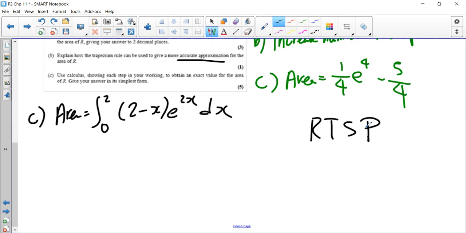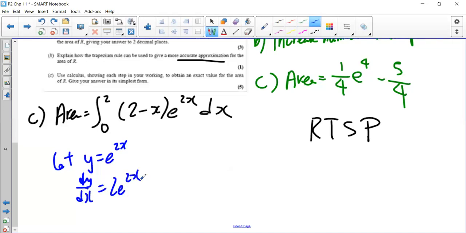Does it work? Well, maybe not. But if you have to let y be something, what would you let y be? Let's try reverse chain rule. Shall I let y equals e to the power 2x? Let me try that. So dy by dx is 2e to the power 2x. Now this is matching, but there's no 2 minus x in the front. So we know reverse chain rule doesn't work.